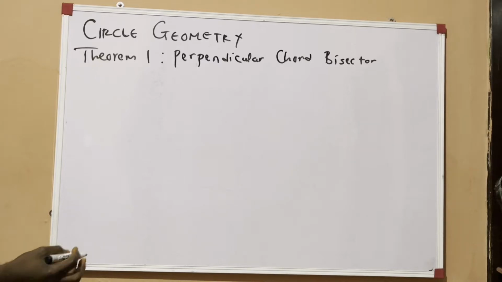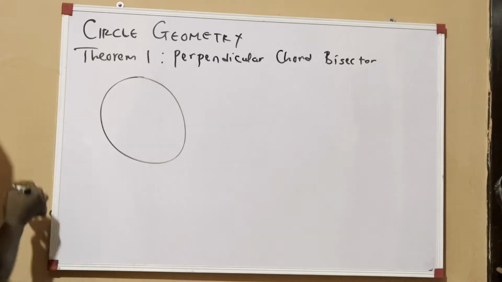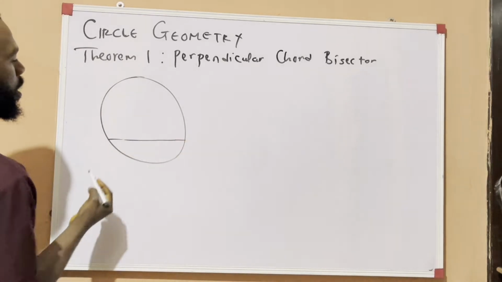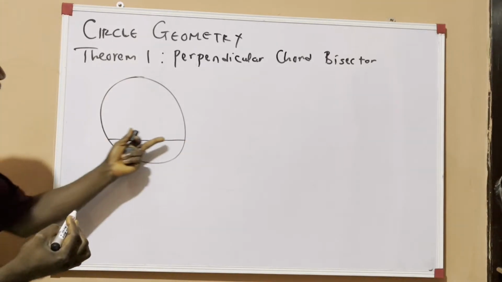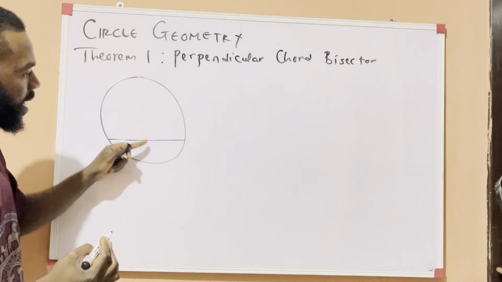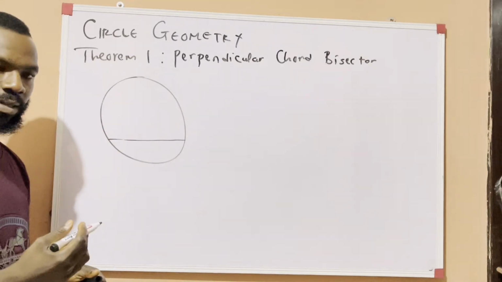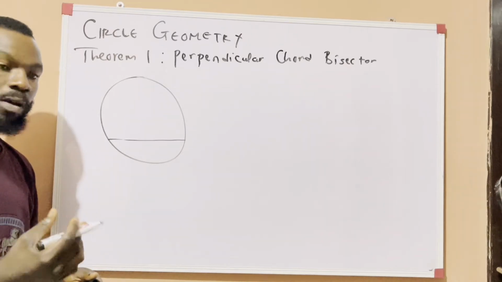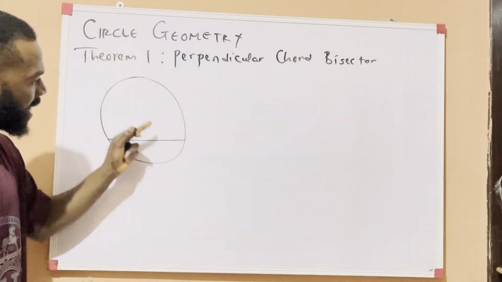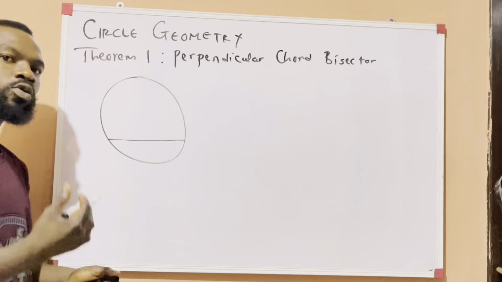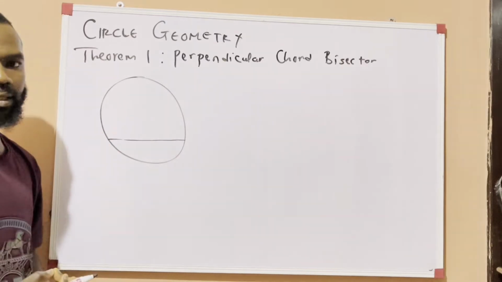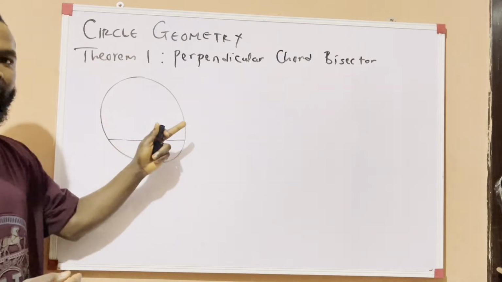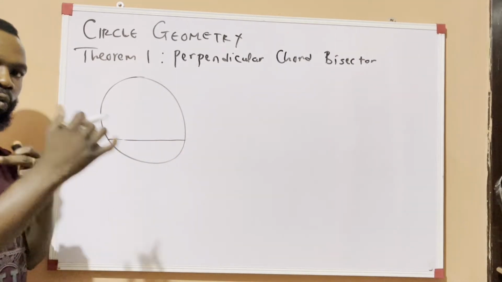If we have a circle and we have a chord, a chord is a line that divides a circle into segments. Or you can say it is a line that divides the circle into two unequal parts. It is not a diameter. A diameter actually divides the circle into two equal parts.